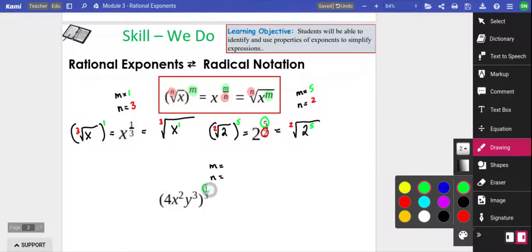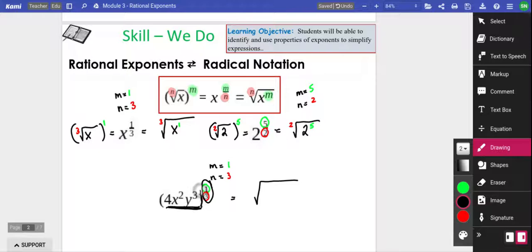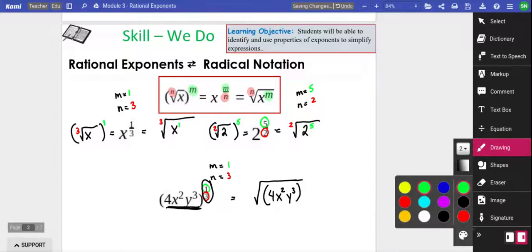We have that the number on the top of the fraction, the numerator, is 1, so m is 1. The denominator, or the number at the bottom, is 3, so n is 3. Now let's start by converting. Radical. Now the radicand would be everything inside the parentheses, because this fraction of 1/3 applies to everything inside the parentheses. So let's write parentheses 4x squared y cubed. So we leave it exactly the same as we found it. The exponent is a 1 because m is 1, and the index is 3. So we just made it look different.